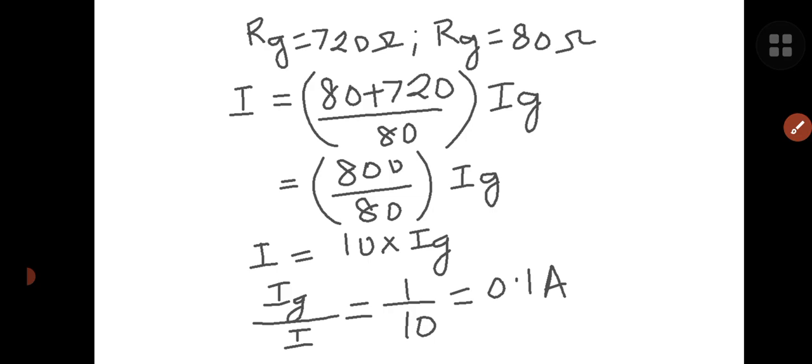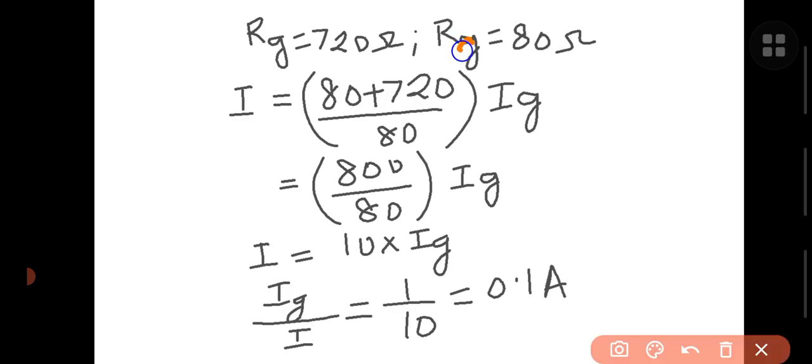Rg is given as 720 ohm. Here I am sorry, here is Rs, I wrote Rg, that is the wrong one. Rs is equal to 80 ohm. Substituting the values in this equation, we get 800 divided by 80 times Ig. Now I equals 10 times Ig. Ig by I gives 1 by 10, which is 0.1.